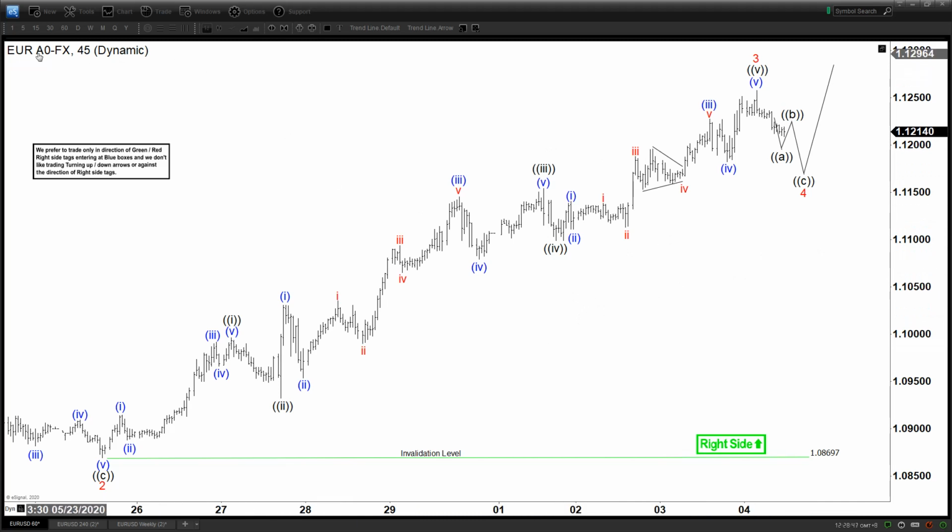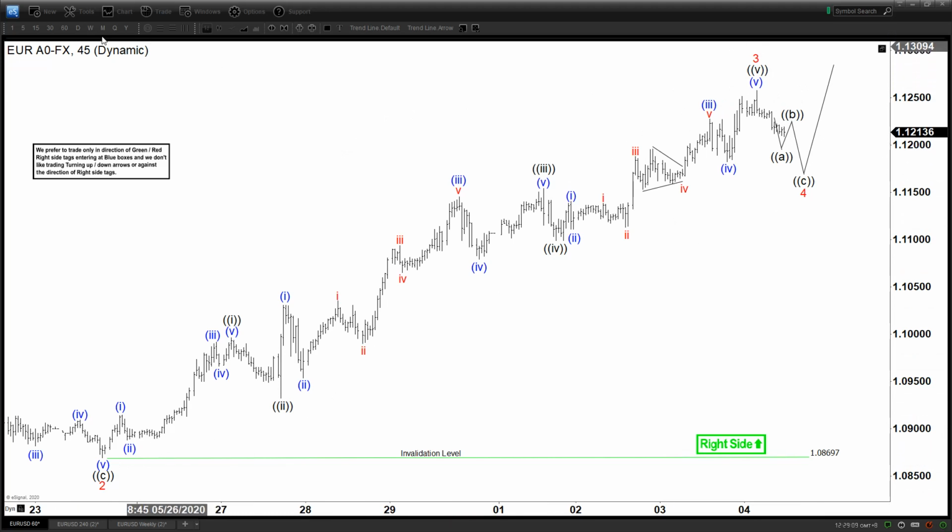All right, here in the 45-minute chart, we can see the pair is moving higher, right? The rally in the structure looks to be impulsive. 1 2 3 4 5 ended with 3 here, and this is our wave 2, and now we are looking for a wave 4 pullback to correct this wave 3.